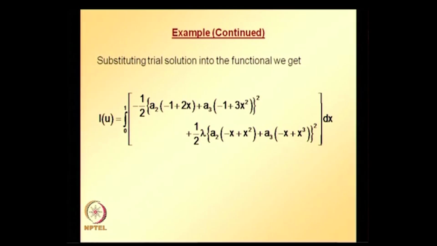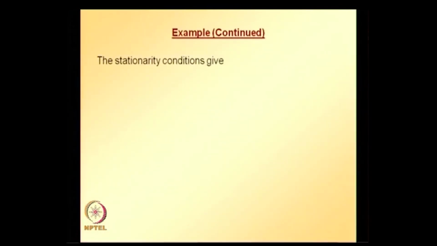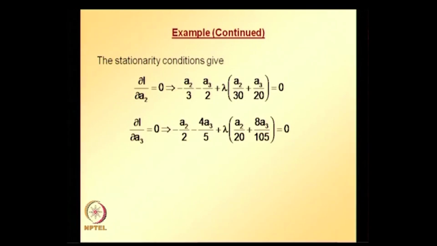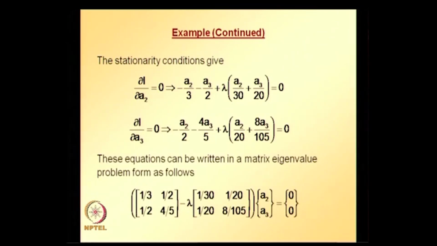The functional is going to become a function of unknown coefficients a2 and a3, okay. So you got this as a function of a2 and a3. The next step is to apply the stationarity conditions. Two equations, two unknowns. You can put this in a matrix form. These two equations can be put in a matrix form, and if you see this equation system, how is it looking? It is looking like a minus lambda b times x is equal to 0, which is an eigenvalue problem.